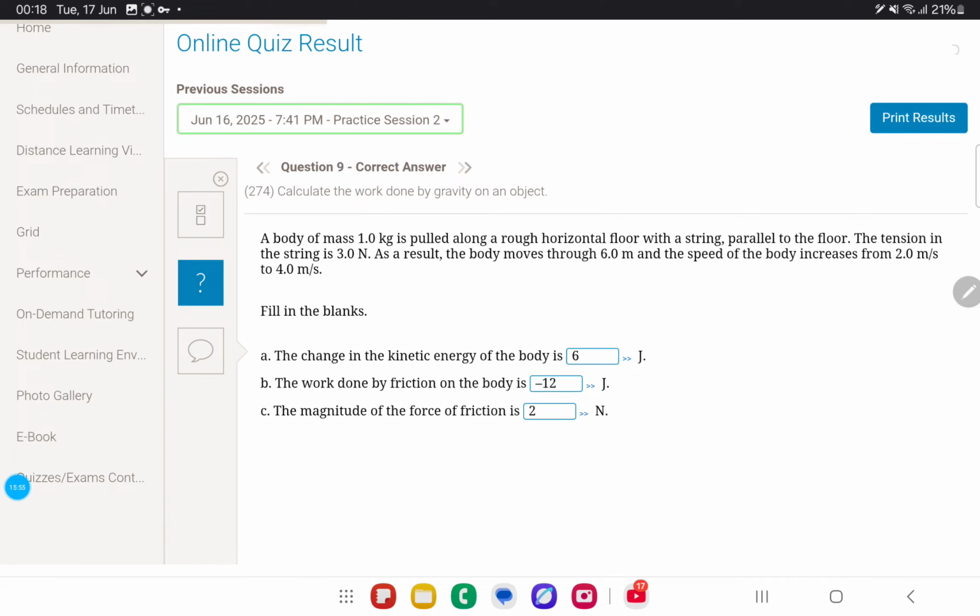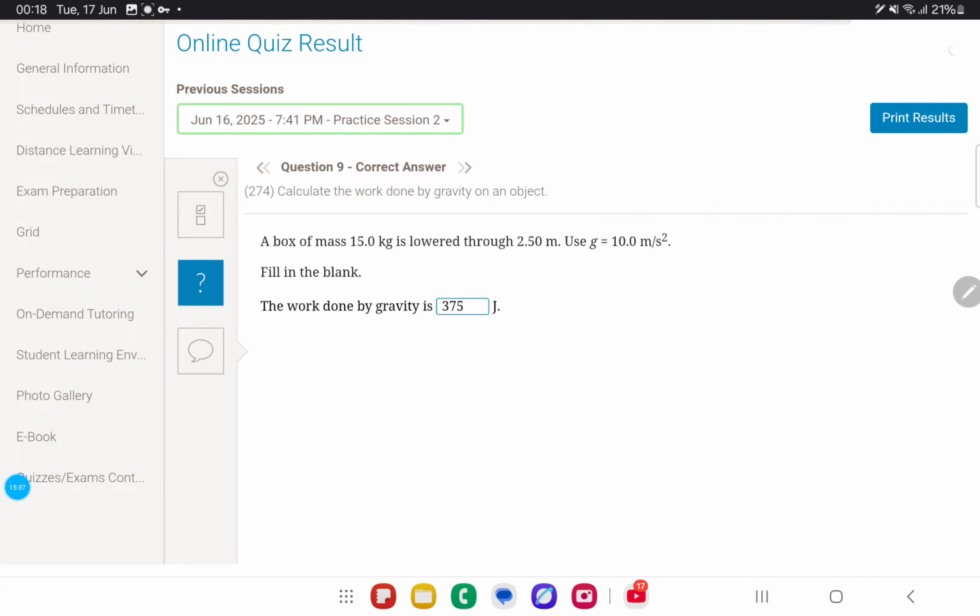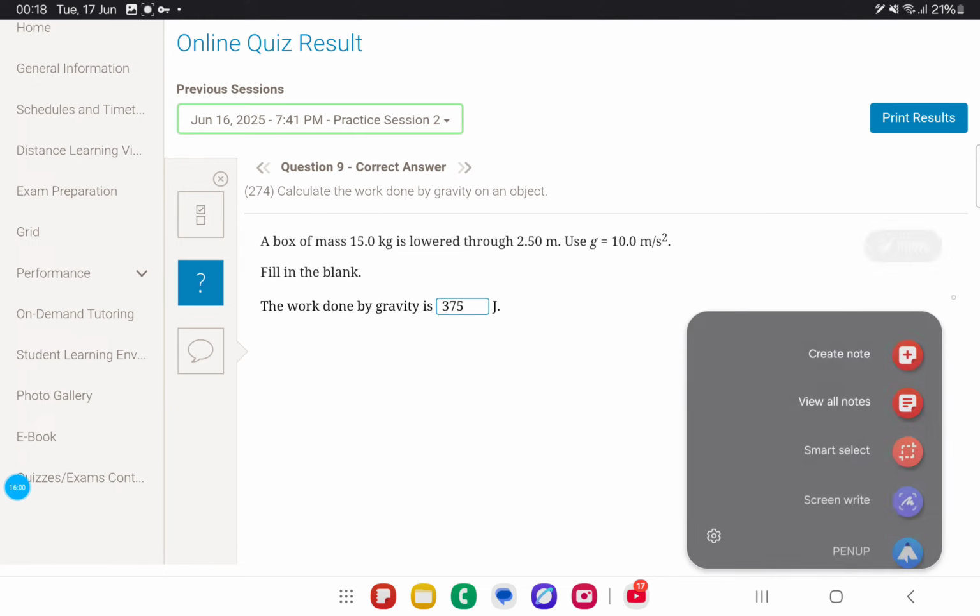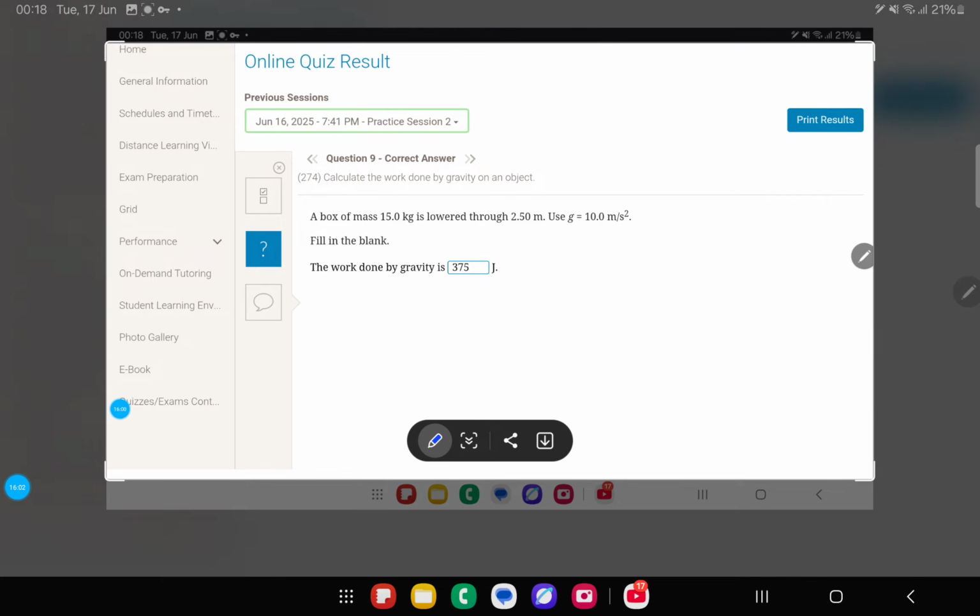Now for question 9. Oh, okay, we got an MGH question. A box of mass 15 kilograms is lowered through 2.50 meters. Use g equals 10 meters per second squared. They want the work done by gravity.